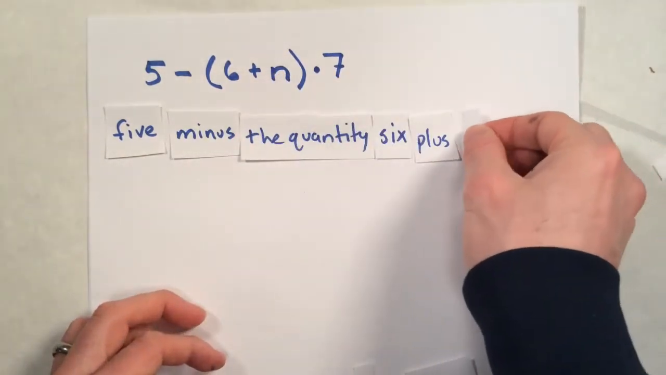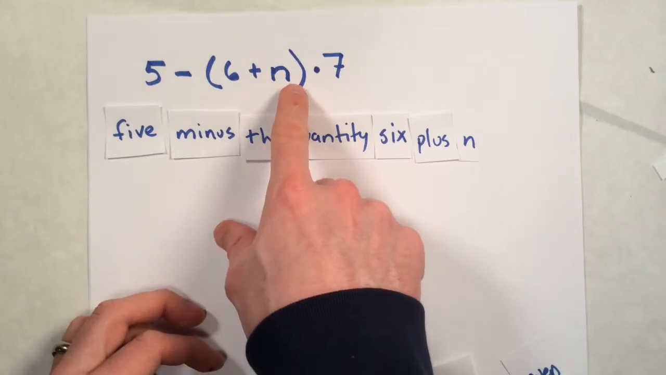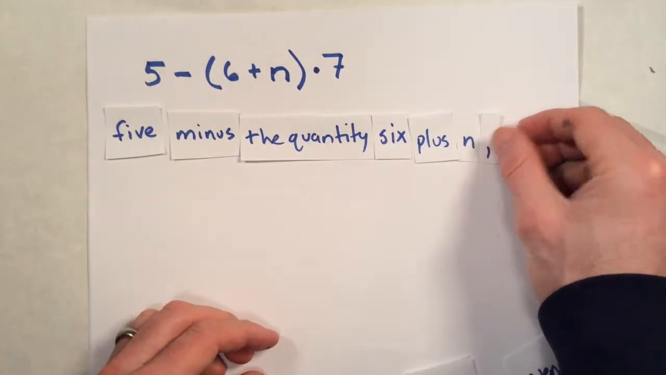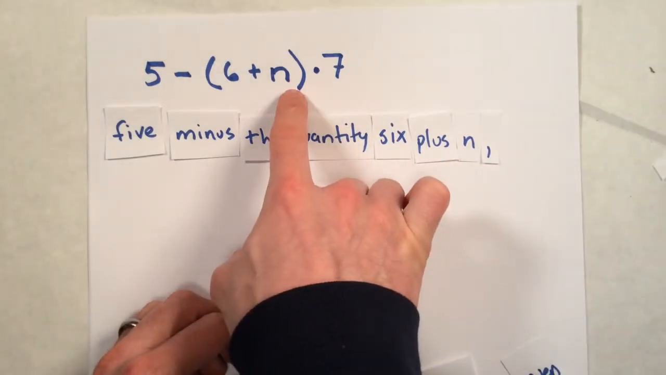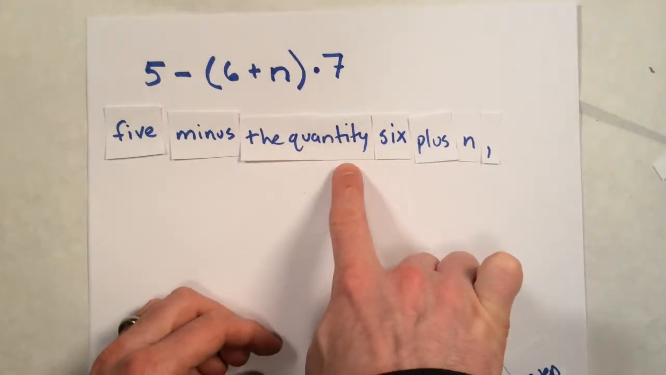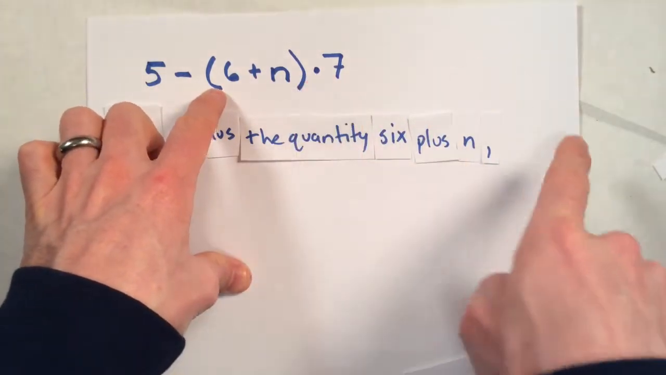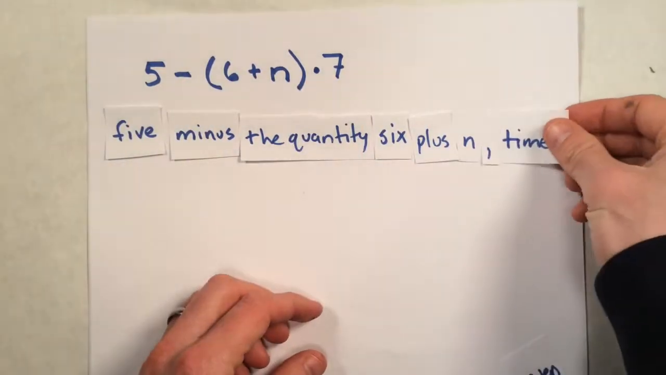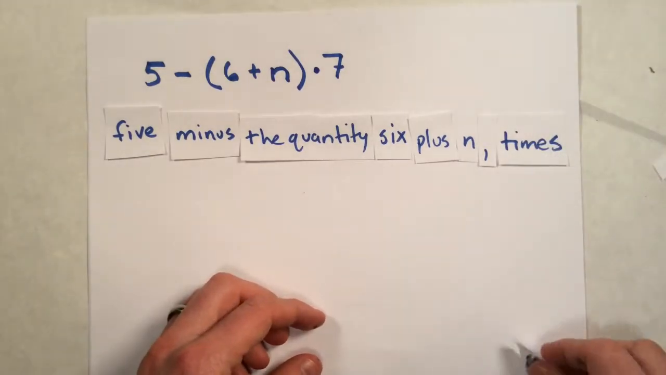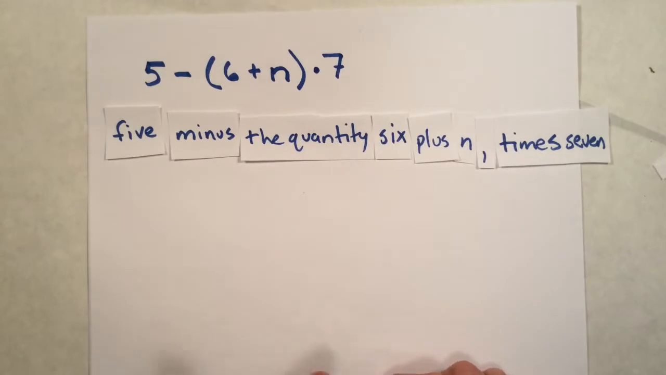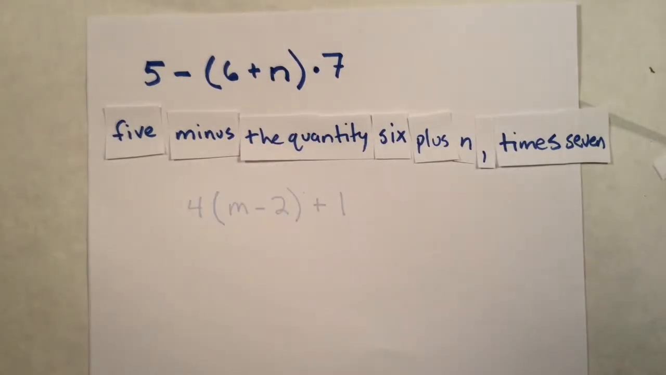N is here. Now, how do we close the parenthesis? We simply use a comma. That means close the parenthesis. It begins with the words the quantity and ends with the comma. And then we continue reading times 7. And there you have it. Long and complicated, but you're ready for it.